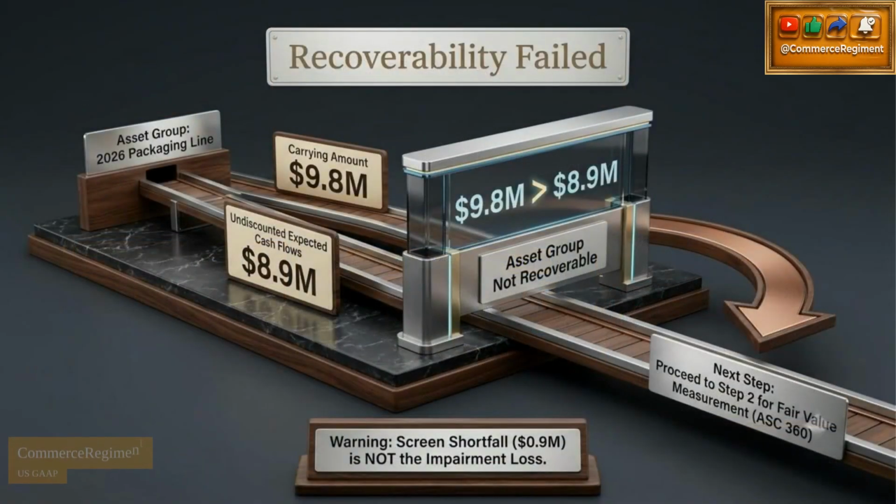The recoverability screen fails because the carrying amount of $9.8 million is greater than undiscounted expected cash flows of $8.9 million. That tells us the asset group is not recoverable. But the $0.9 million difference is not the impairment loss. That is only the screen shortfall. The recorded impairment loss comes from comparing carrying amount with fair value. This is one of the most common mistakes in ASC 360 questions, so keep the two steps separate.